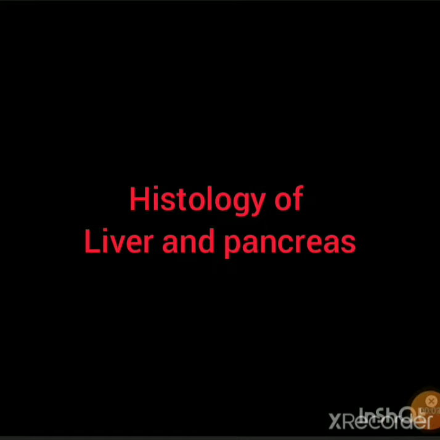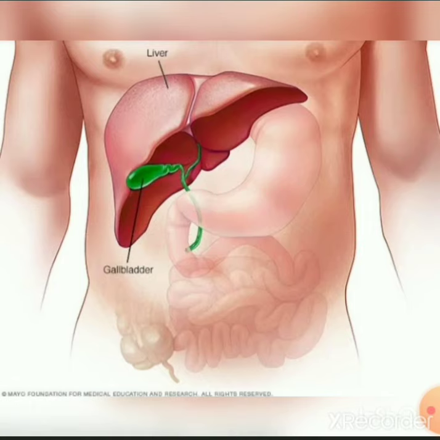Hi everyone, we are going to look at the histology of liver and pancreas. First of all, I will give an introduction about the liver. It is the second largest gland of the body and it occupies mainly the right hypochondrium, just below the right arm of the diaphragm.